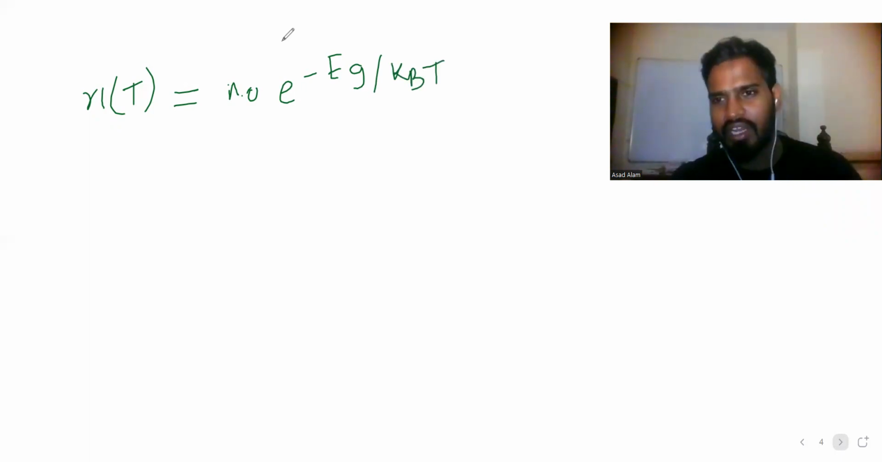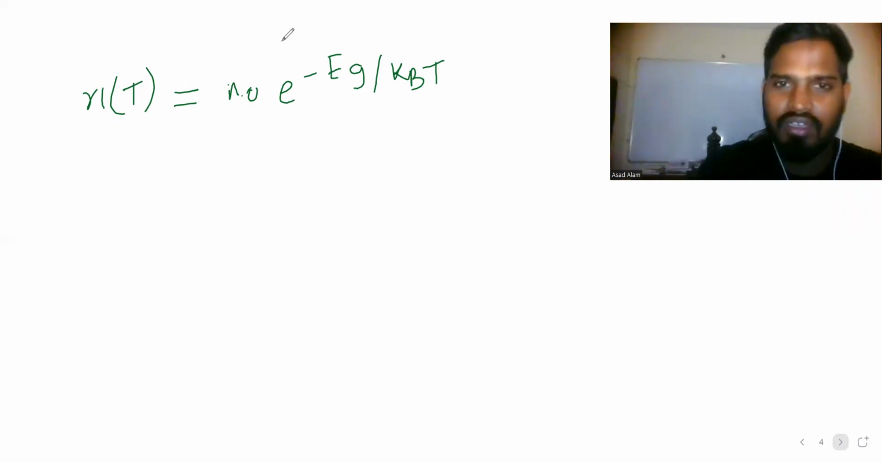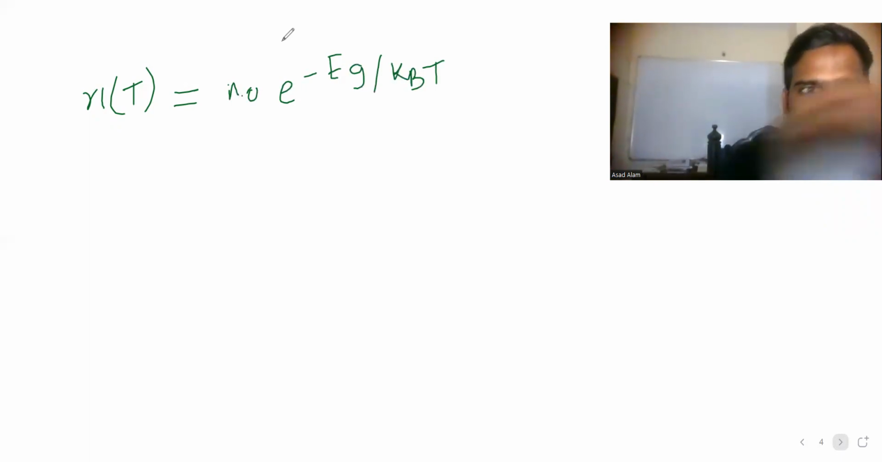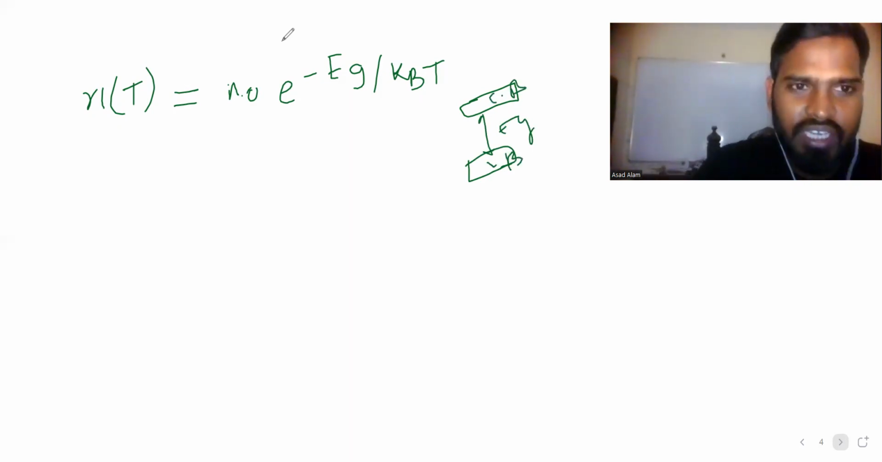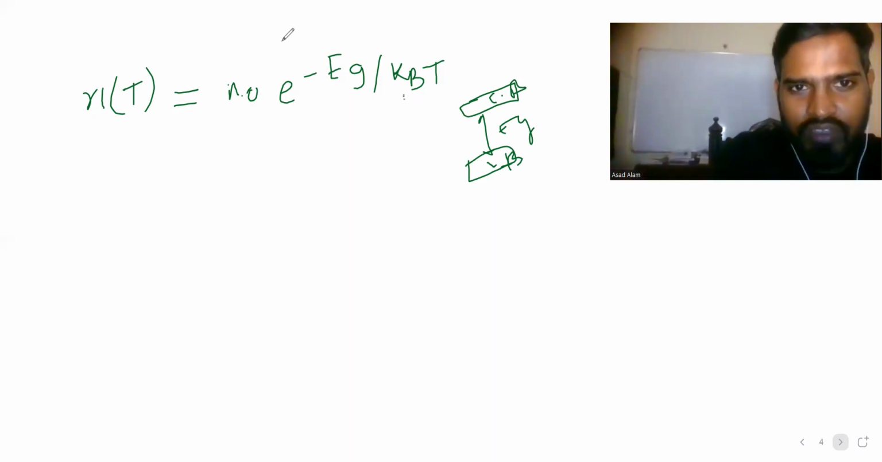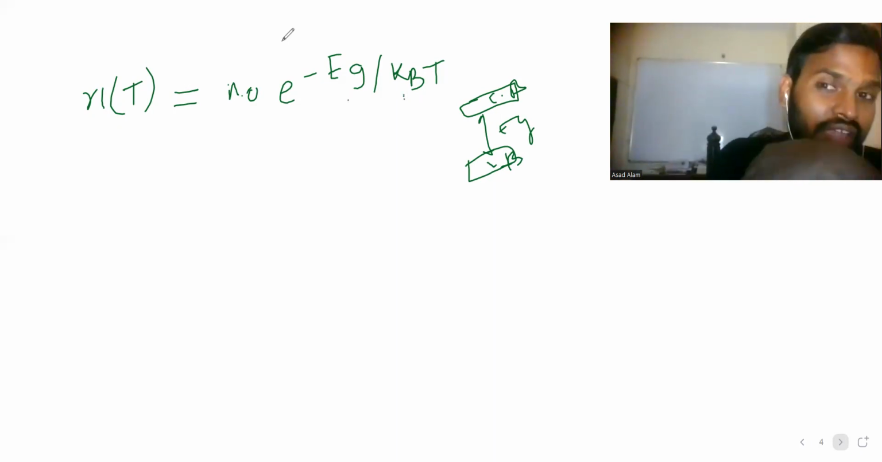Whenever conduction happens in a semiconductor, electrons go from the valence band to the conduction band. So the gap between them is known as the energy gap. If you see, that is Eg, between the valence band and the conduction band. Fine. So we can say the equation is like this. This is the Boltzmann constant, and this is the energy gap.